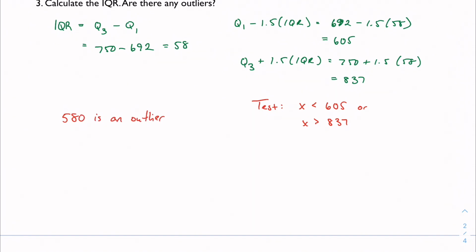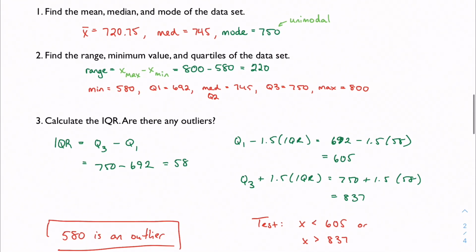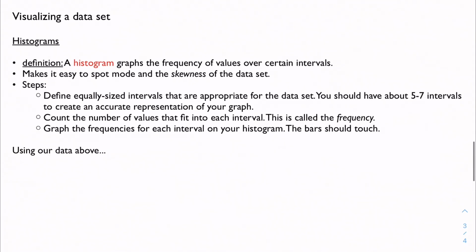580 is an outlier, and this is the thing that's influencing the mean. So I would want to acknowledge that when I'm doing my calculations, and that's why I have you look at this kind of thing. So this is all great. The numbers are great, but our brains don't always do well comprehending numbers. Our brains like visual. So let's talk about some visuals.